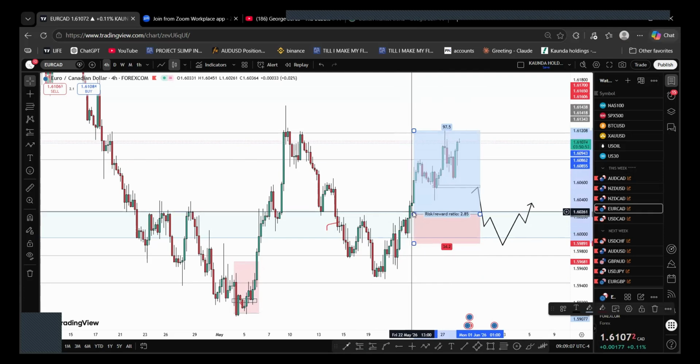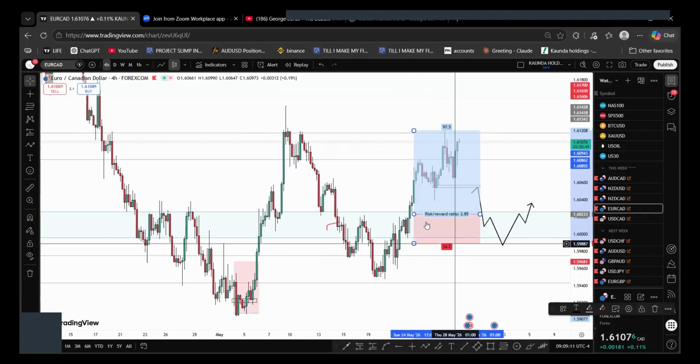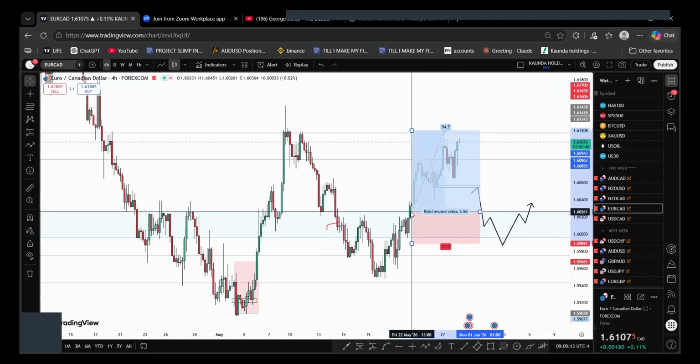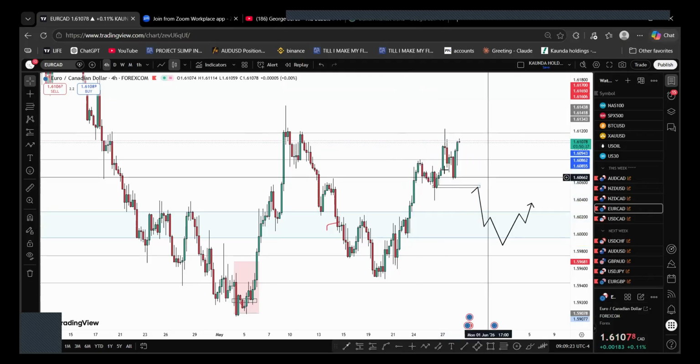But this looked like price didn't want to give us our entry signal. And that's fine. We just didn't get that retest, and we'll still wait and see if that will happen this week or not.